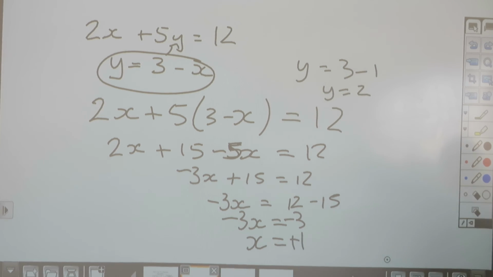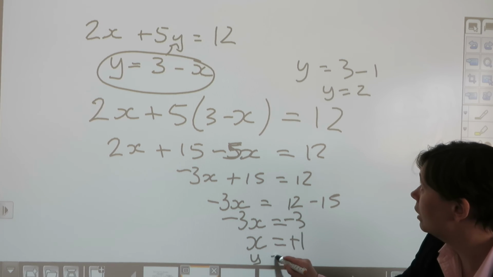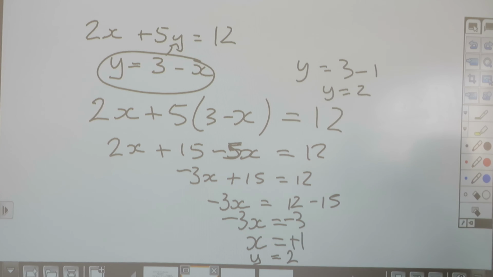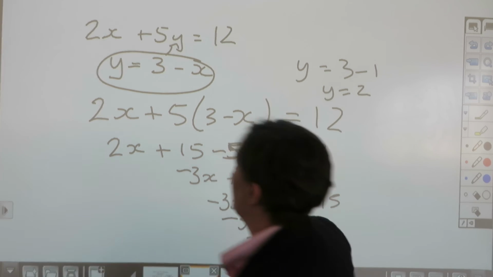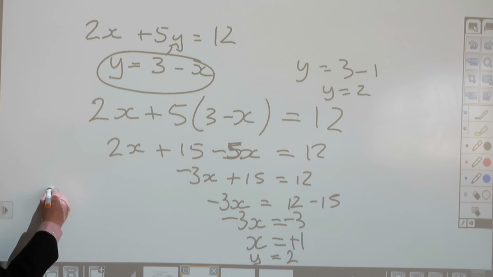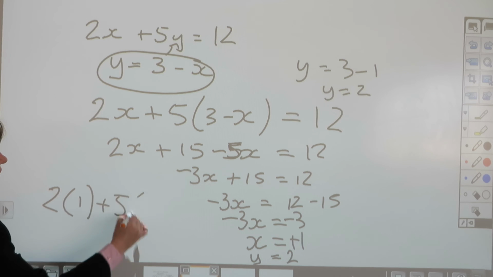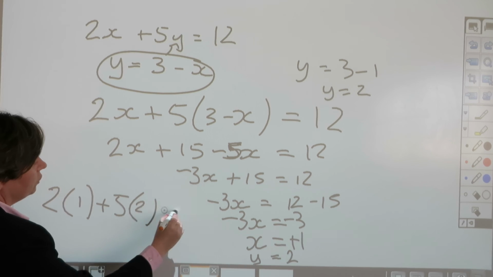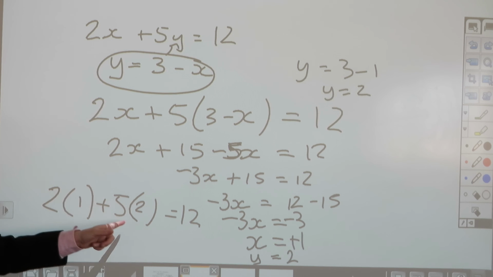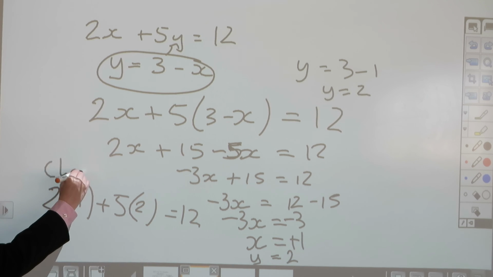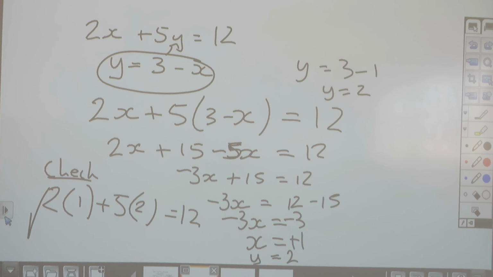So we've solved it. So when you solve that simultaneously in the exam, you must put on the answer, so x equals 1, y equals 2. Put those on the answer line. Okay? Often they'll have an x equals and a y equals, so you can just fill it in. Check it works. So if we put these back into here, 2 lots of 1 plus 5 lots of 2 should give us 12. 2 plus 10, 12, so that should check. So the check works, so again in your exam you can tell you've got it right.